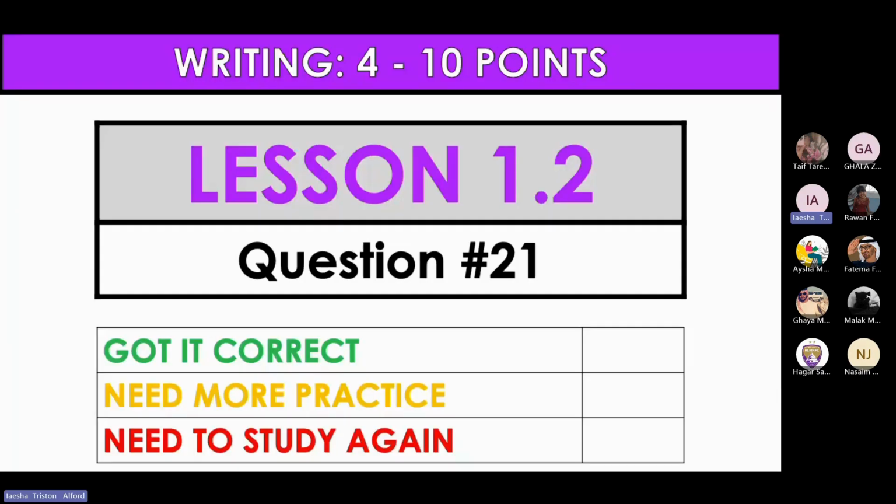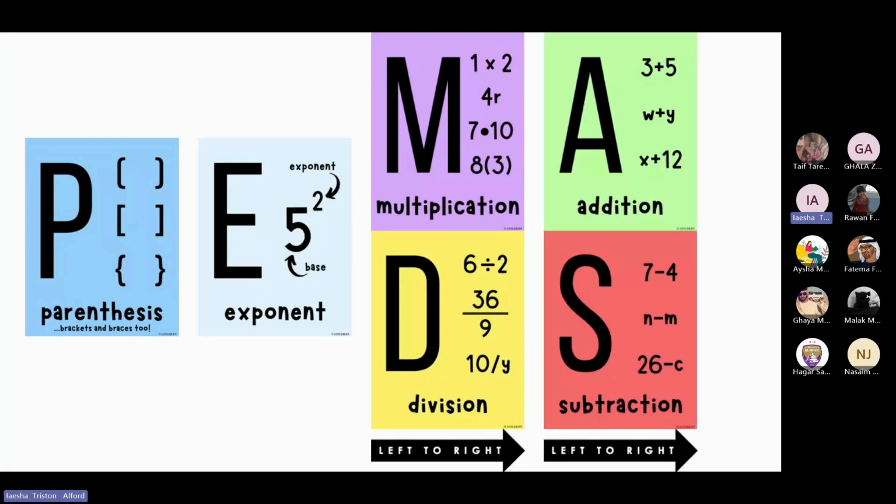Here we are. We're going to start with question number 21, coming from lesson 1.2. So lesson 1.2 is about PEMDAS, the order of operations. They want to see if you can show as much work as you can about the order of how to solve something. So for this section, you have to remember that you should do the parentheses and brackets and braces. So anything with parentheses should be completed first.